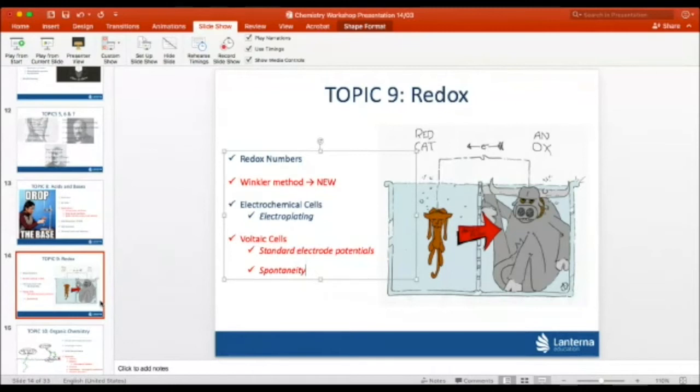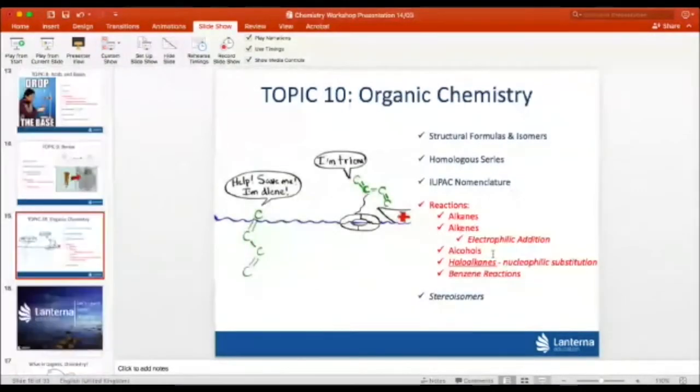Cool, and then we get to topic 10. In all honesty, the biggest things here are all the reaction mechanisms that you have to learn. You have to be very comfortable with drawing arrows, what the arrows mean, especially at higher level, and just be comfortable with those equations, basically.